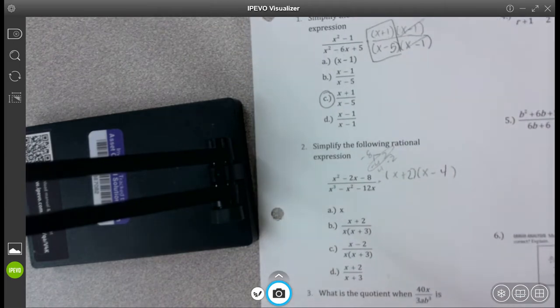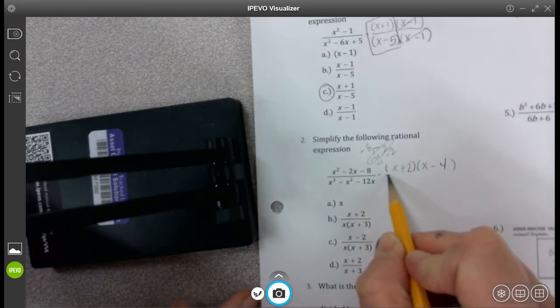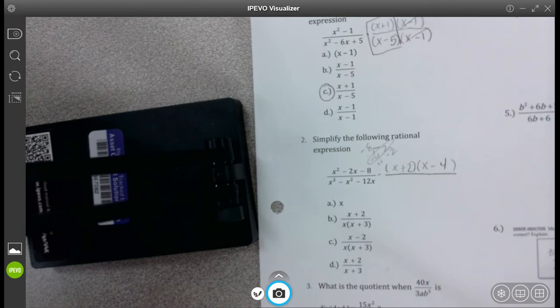If you're confused on how I did that, you need to reach out because then you have issues with factoring, if you don't understand how that actually happened. This is all review from the previous chapter. Okay, so that's a skill we need to work on.